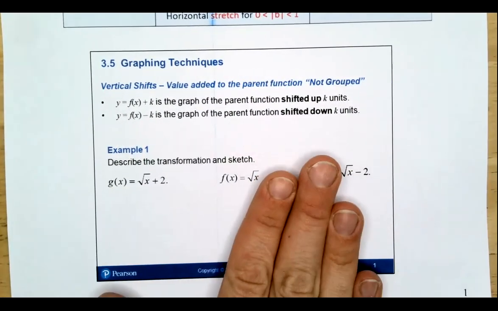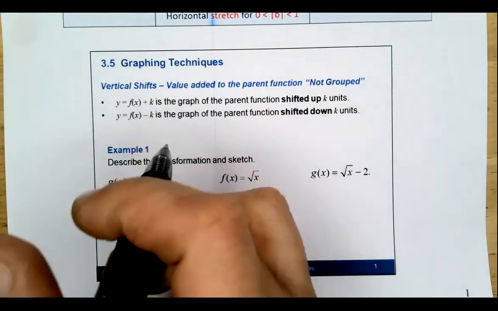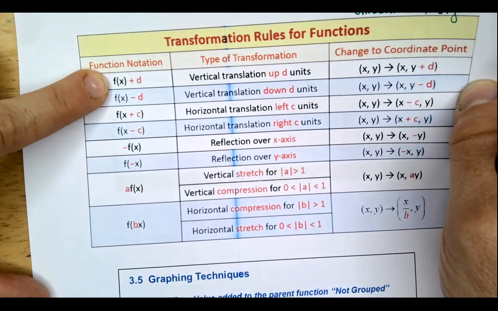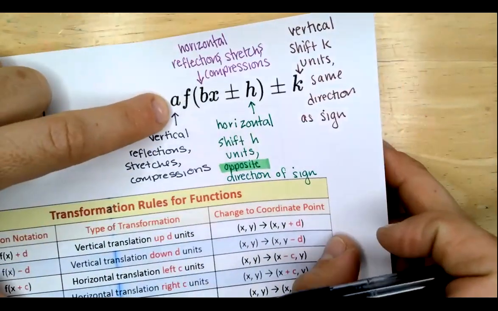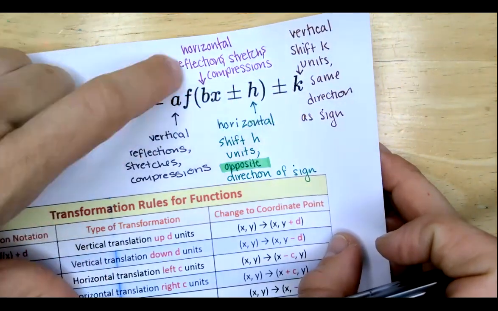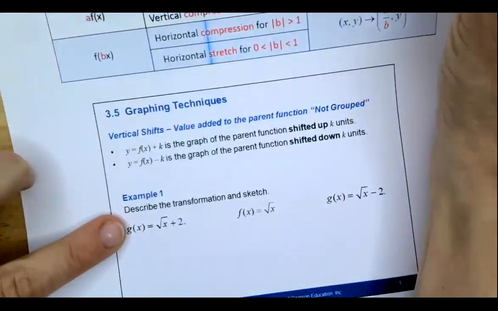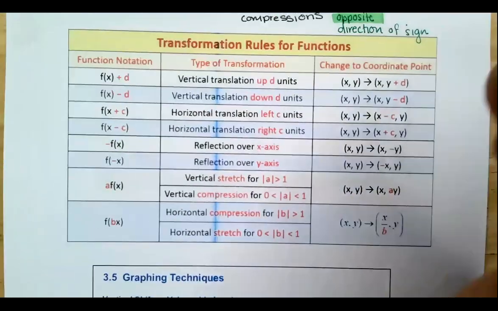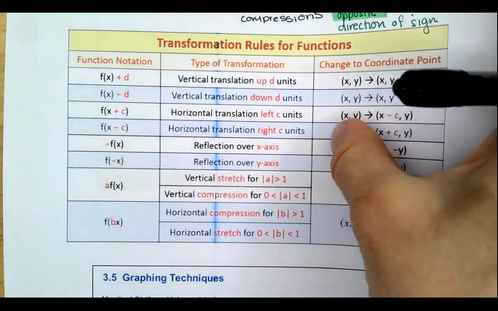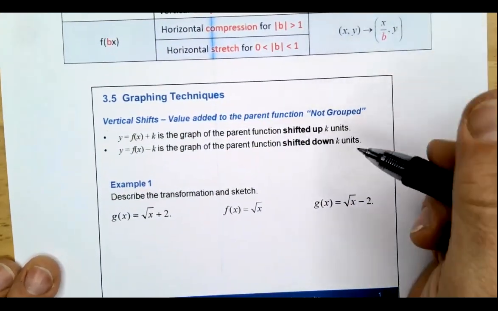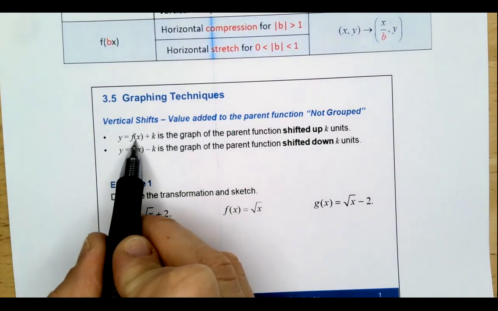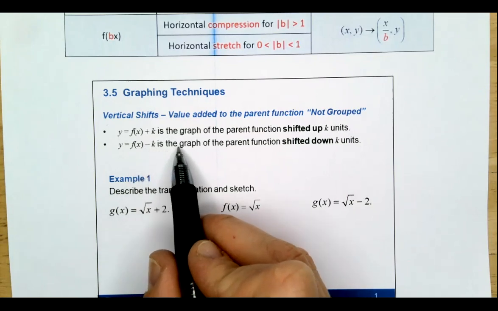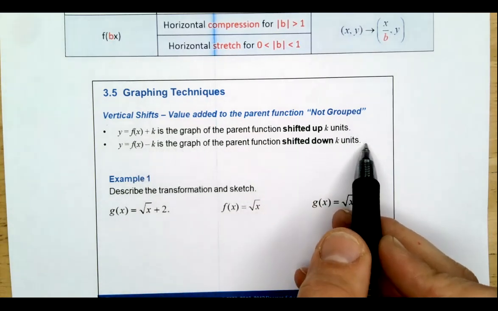Let's start with vertical shifts, okay? Vertical shifts are these two: f of x plus k, f of x minus k. So we're talking about these two. We're either moving it up or down on the y-axis, okay? Y equals f of x plus k is the graph of the parent function shifted up k units. Y equals f of x minus k is the graph of the parent function shifted down k units.